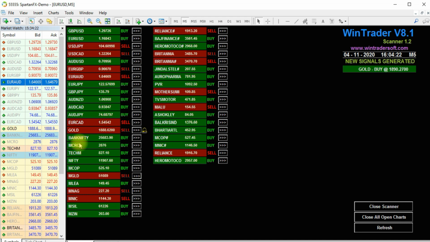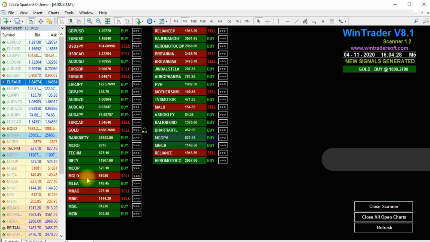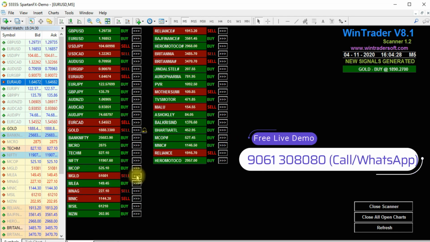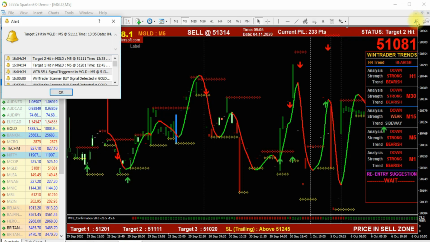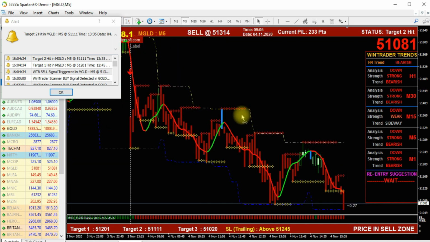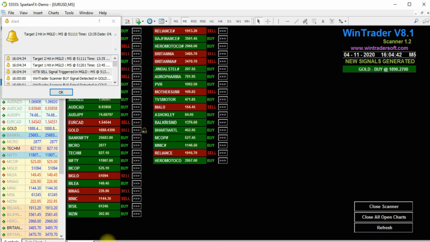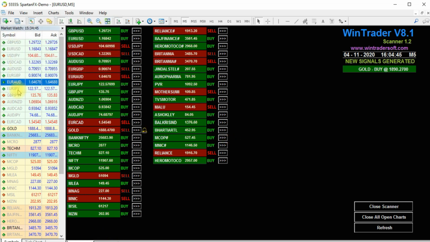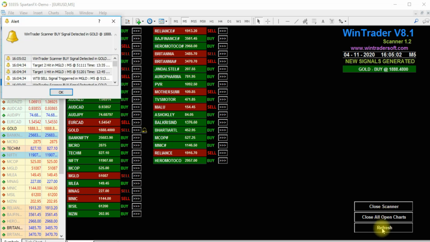If you want to go to a chart, just click once and you can go to that chart. If you want to see the gold chart, just click on this side arrow button and it will directly go to the gold chart. This is the current gold chart you can see here. The scanner scans all the scripts you added in Market Watch and gives you alerts for buy or sell mode. You can also close the scanner with a single click, and refresh it from here with the refresh button.